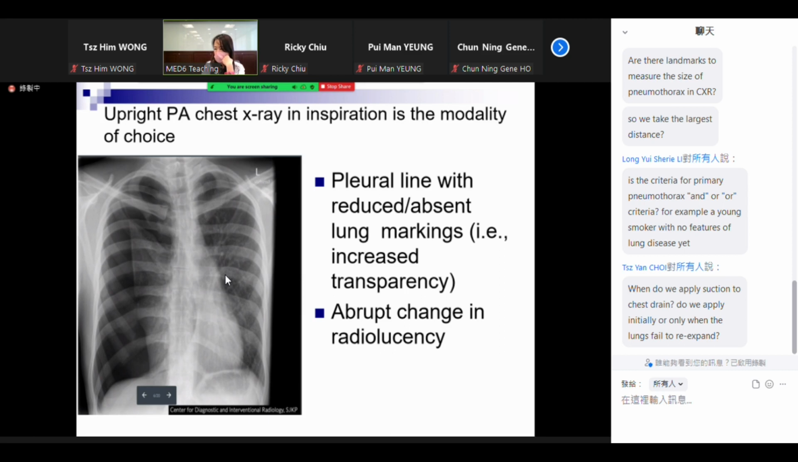So when do we apply suction to chest drain? Do we apply it initially or when the lung fails to expand? Yes, it's a good question. After we insert the chest drain, we won't apply suction immediately because there's risk of re-expansion pulmonary edema. So if we insert the chest drain, we repeat the chest X-ray, and the lung has not expanded very well. Usually after 24 hours, if the lung has not expanded well, we will apply suction. This is expert opinion. There's no guideline on that, but don't give suction too early.